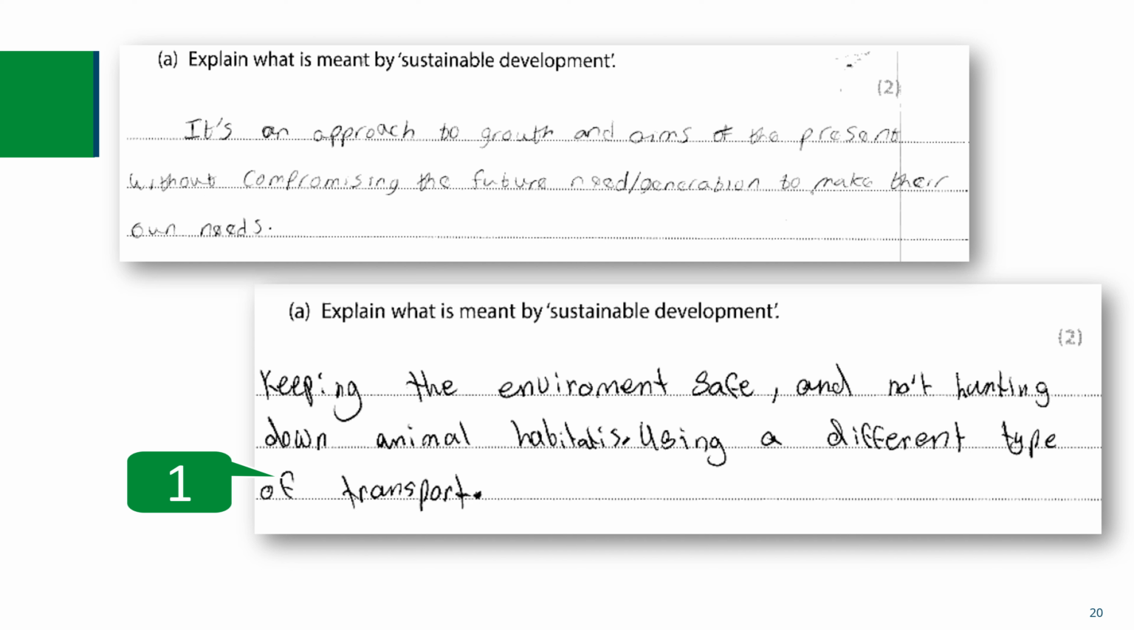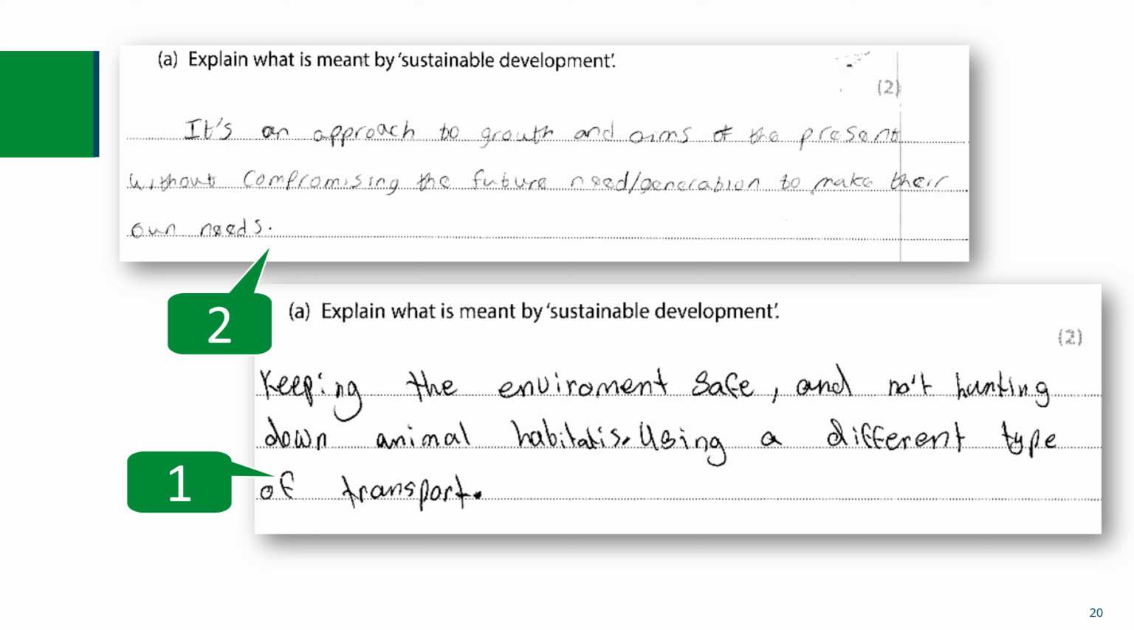This answer gained 1 mark. It's quite a tricky item to mark. The student begins by saying it's about keeping the environment safe and not hunting animal habitats. We felt there is a mark available there for the idea of looking after the environment in the present. It's not really talking about development, but more about protection of biodiversity. So there is just 1 mark there. The second statement is it's using a different type of transport. This is a second stated idea, but it doesn't develop our understanding of the first idea. What we needed them to say was that this would then keep the environment safe for people in the future.